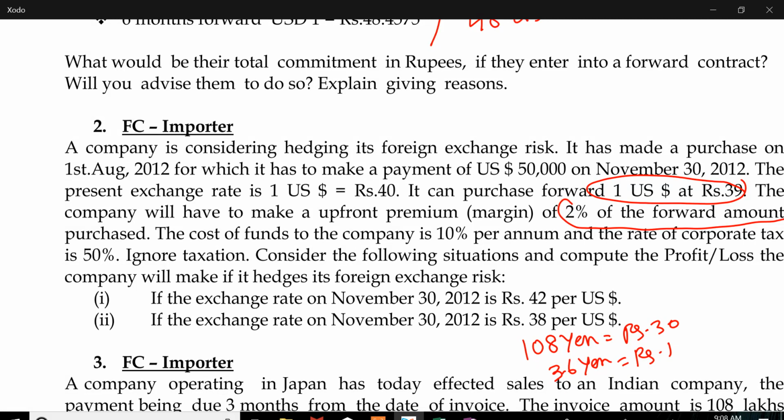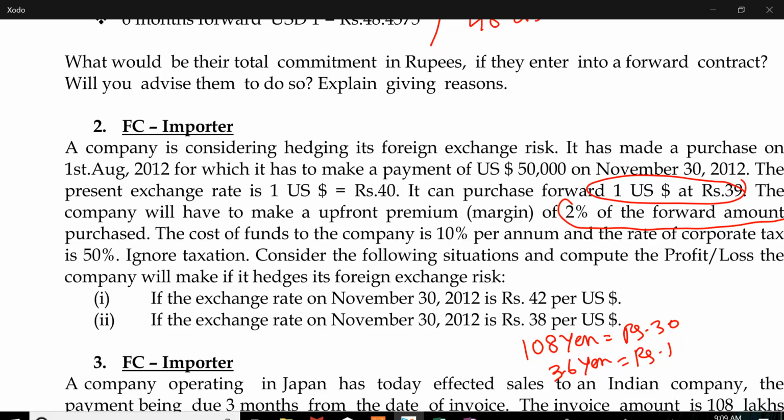Profit, okay. First, contracted forward rate equal to forward rate plus upfront premium plus interest on upfront premium.